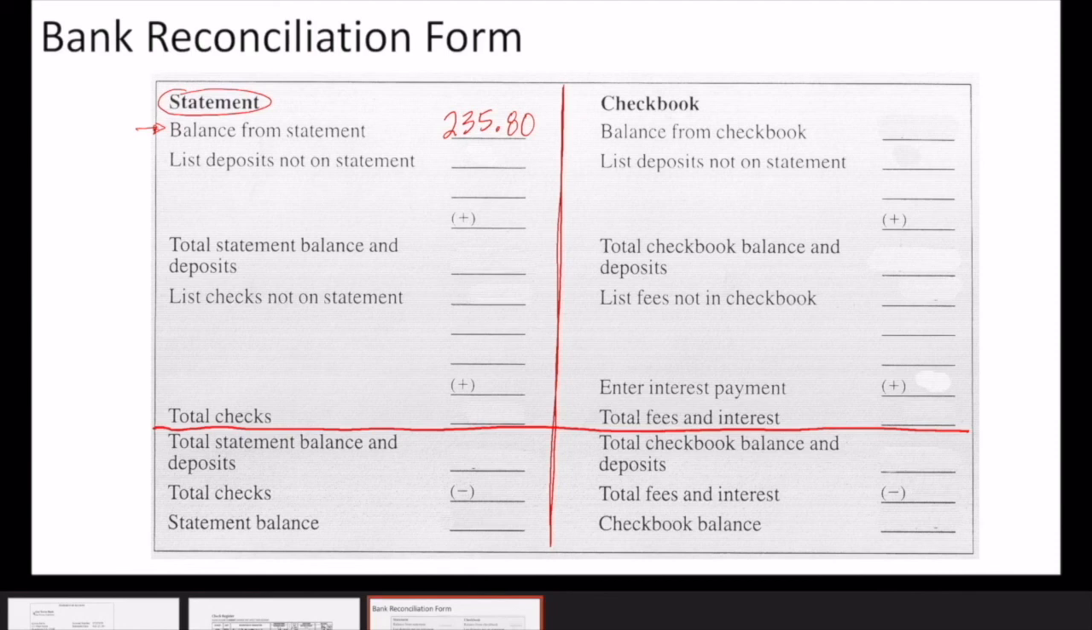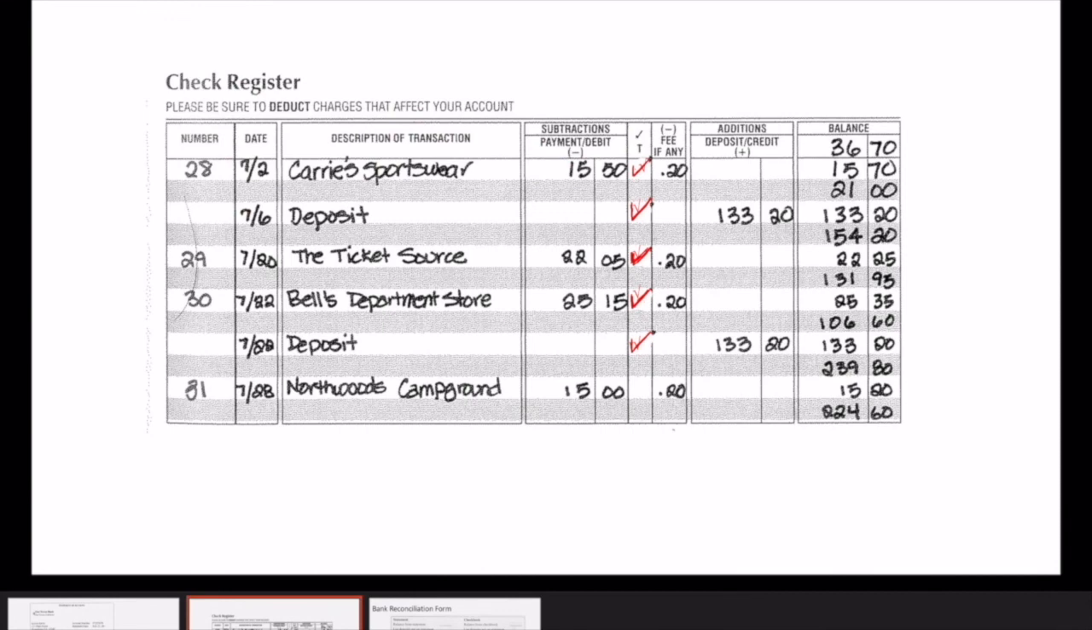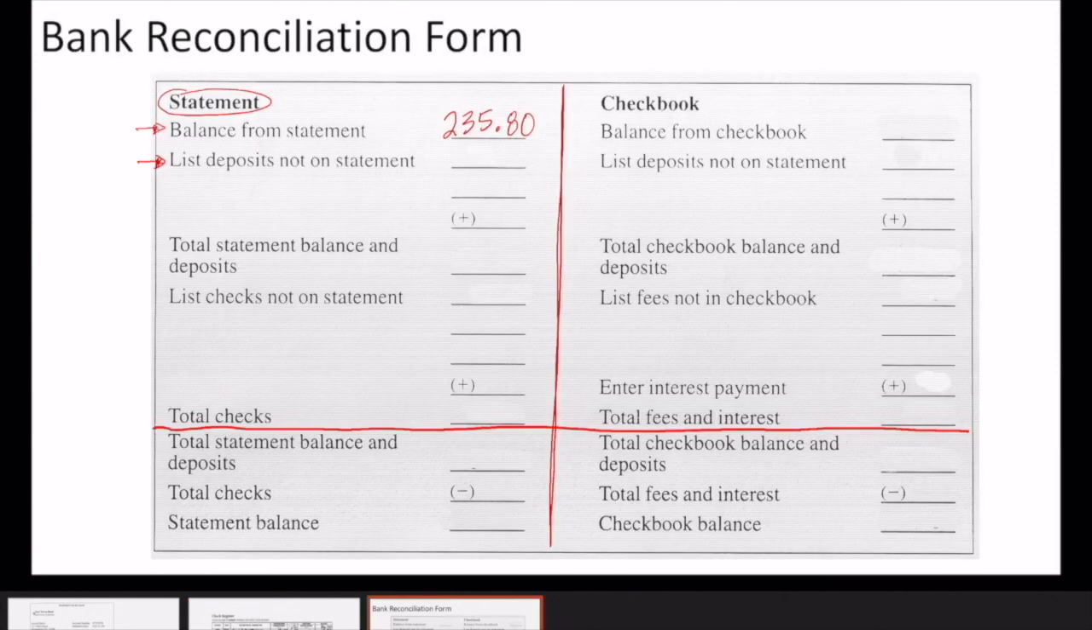Next, we're going to take a look at the deposits that are not on the statement. This one right here. When we go back into our check register, we've already taken a look at a couple of things. We can see that this deposit here and this deposit right here have check marks by them, so therefore they have been received by the bank. We do not have any other deposits listed there, and so therefore the bank has received all of our deposits. So we'll go back to our reconciliation form, and we will put a 0 in there because all of our deposits have been accounted for. Since there are no more deposits, we don't have to worry about filling in those lines.